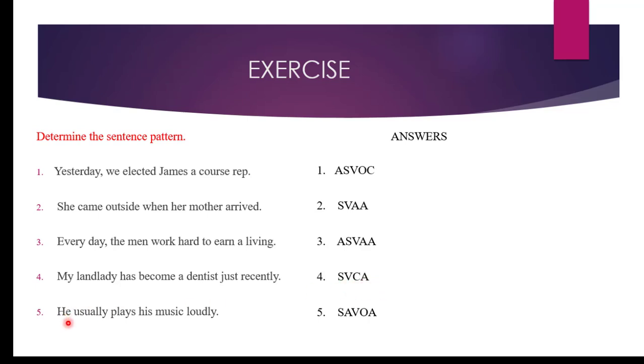Let us move on to this one. "He usually plays his music loudly." What is the sentence pattern? It is SAVOA. Let us break it down. He becomes our subject, usually becomes our adverb of frequency. Therefore, it functions as an adjunct. Plays is our verb. What does he play? His music suffers from the action play. It becomes our object. And how does he usually play his music? Loudly. This is an adverb of manner. Therefore, it functions as an adjunct. So we have SAVOA pattern.